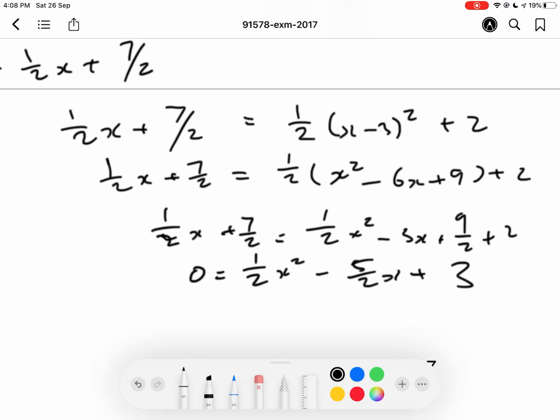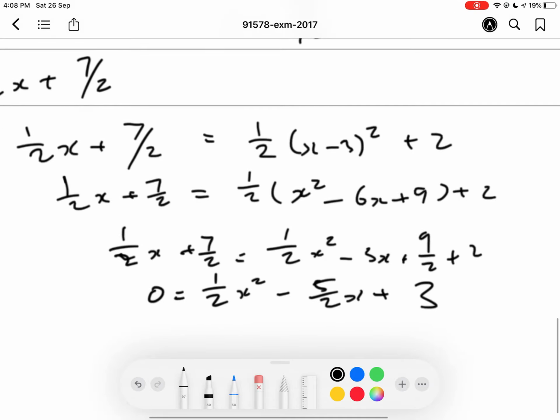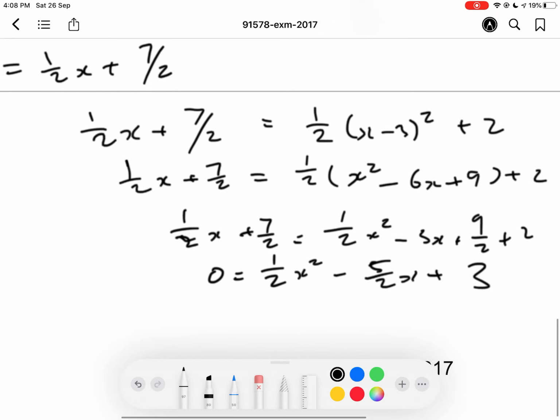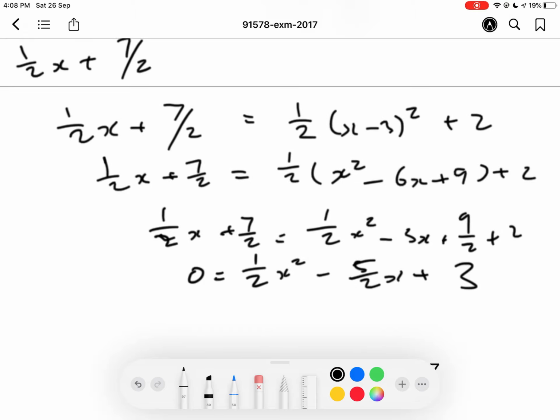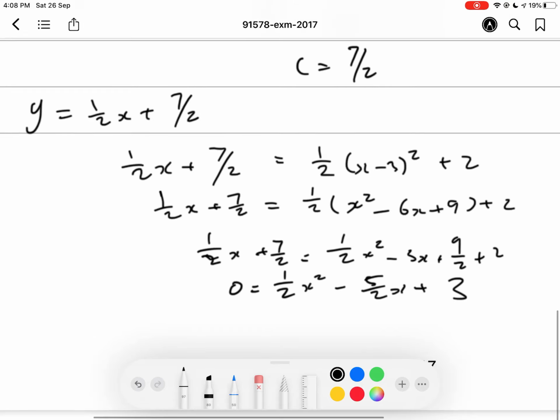Alright. So now we just need to plug this into our graphics calculator. So 1/2, then the coefficients. You should get that. I did something wrong. Sorry.